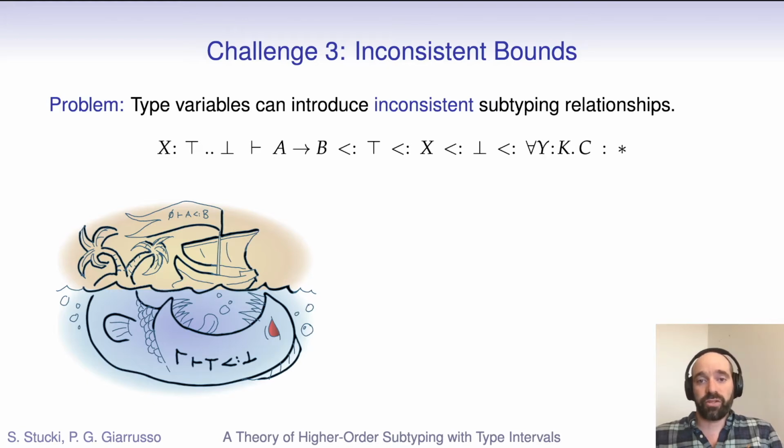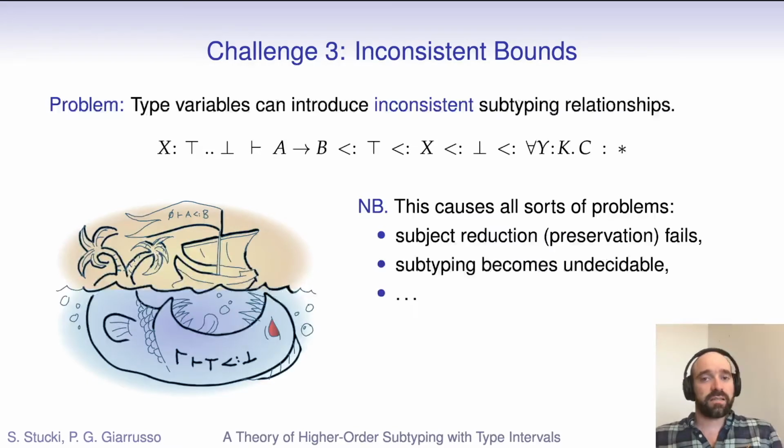The subtyping relation becomes trivial, and we can relate types with completely different type constructors. So inversion is never going to work. This is not the only bad news, I'm afraid. Reflection of inconsistent bounds really breaks a lot of things. For example, subject reduction, or preservation of types under reduction, doesn't hold in general, and subtyping becomes undecidable, which we prove in the paper.